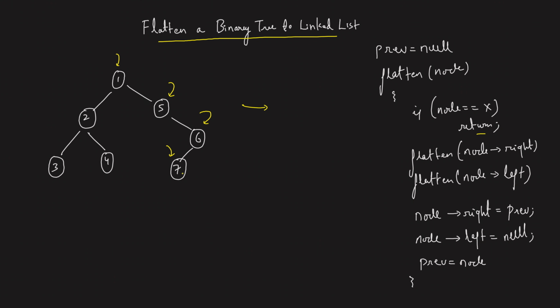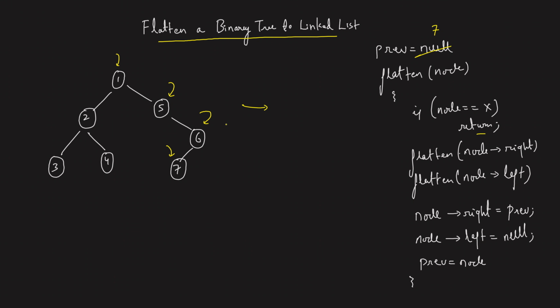Now this one has no right, no left. So when I'm at 7, the right is null, the left is null. So node's right should be pointing to previous, that is null, and node's left should also be pointing to null. Why is node's right pointing to null? Because previous is initialized as null. Since I did not need to do any modification, I made it null. Once they have been pointed to null, previous should be updated with 7. So please update previous with 7.